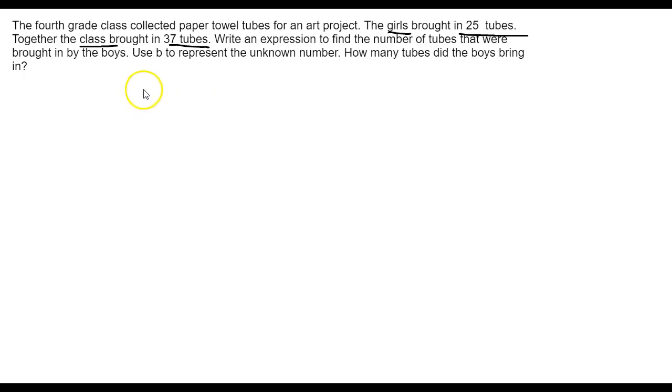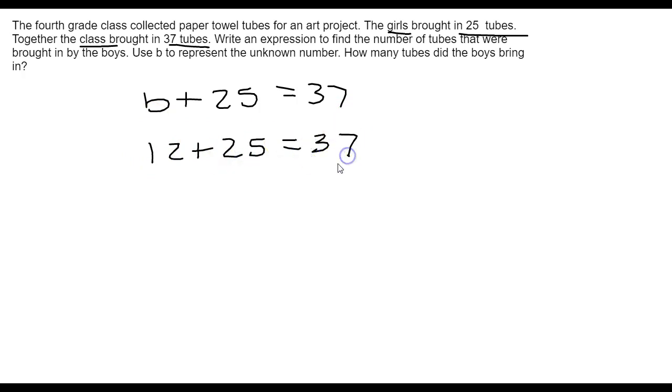So B for boys, we're going to have the number of boys plus what the girls brought in. So the number of tubes brought in by boys is B, plus 25 tubes is the total amount that the class had, 37. And then we're going to figure out what value goes here so that this is a true expression and statement. Well, we need 12 tubes plus the 25 to make the 37 tubes. We could have also done the total amount minus the number of tubes the girls brought, and that's the number of tubes the boys brought.